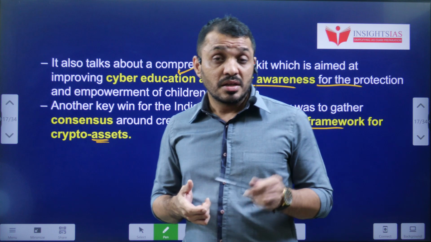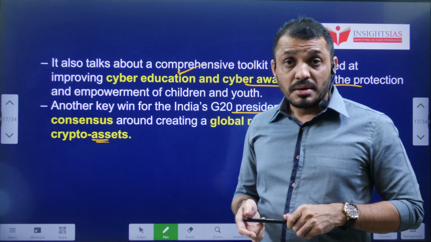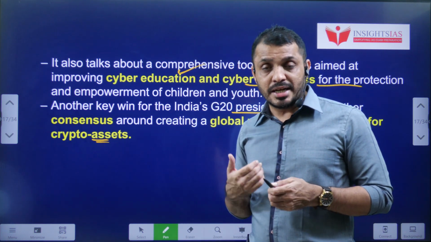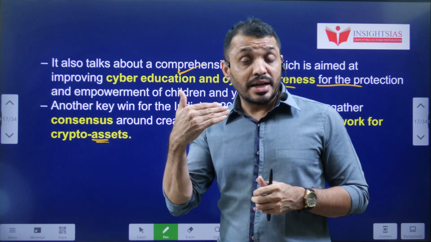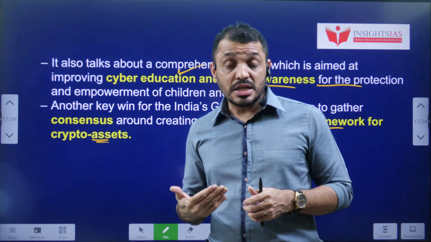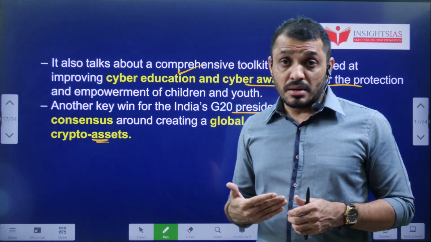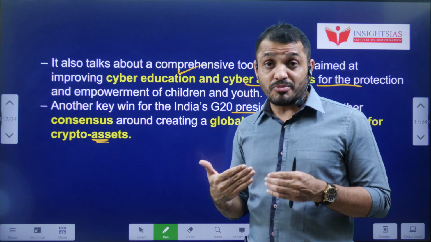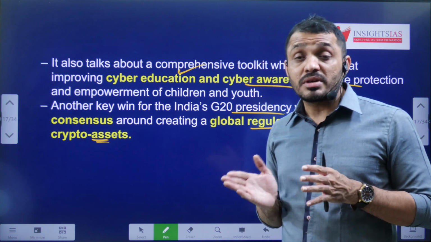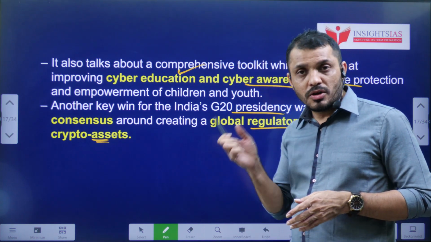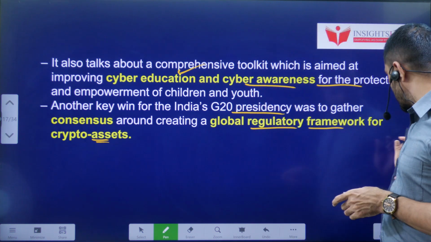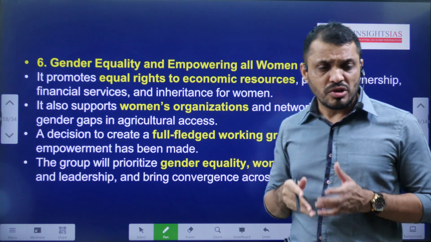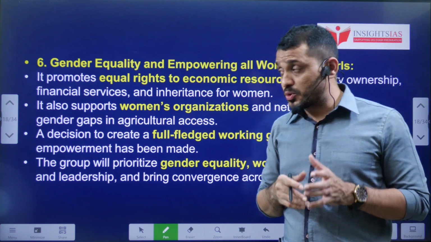If you remember, the Financial Action Task Force previously used to mainly concentrate on money laundering, as well as terror financing, as well as financing for weapons of mass destruction. And now it has also included that it is going to focus on cryptocurrency. Same like the Financial Action Task Force, G20 is also focusing on the governance of cryptocurrency.